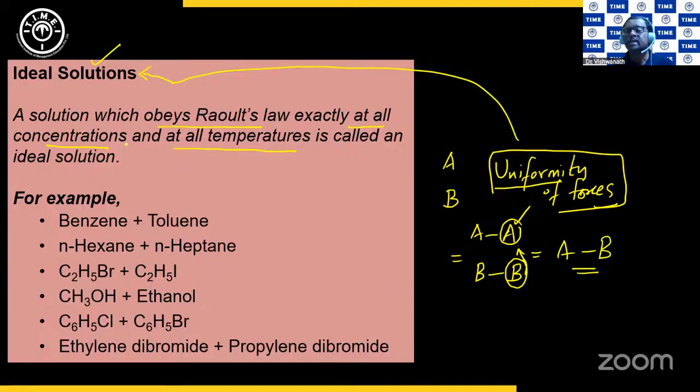An ideal gas has no intermolecular forces. Keep in mind, ideal gas has no intermolecular forces, whereas an ideal solution will have forces which are uniform. That is the difference between an ideal gas and an ideal solution. Clear? Now, these A and B molecules need to be similar in order to make an ideal solution, because intermolecular forces depend on the similarity of molecules if you have to make uniformity of forces.